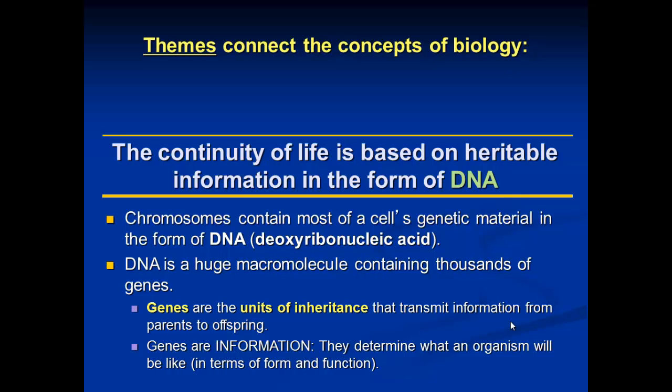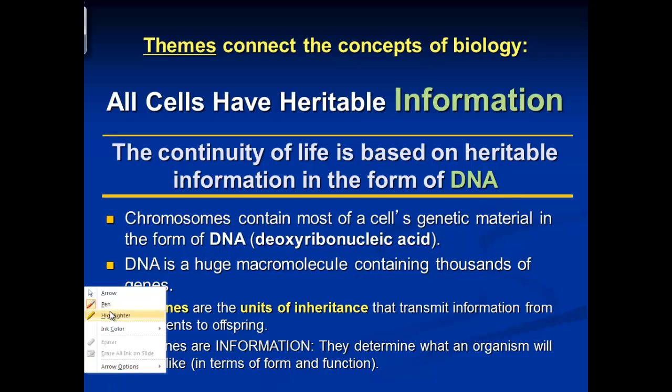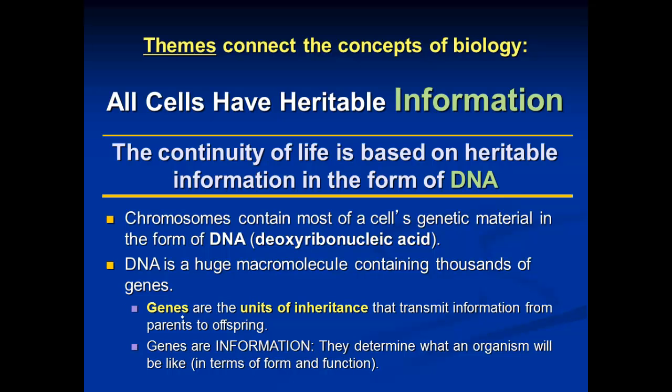Okay, moving on to another theme. We are on theme number 4 now. All cells have heritable information, and that heritable information is DNA, deoxyribonucleic acid, DNA. Please practice writing that term out, those two words out. You should be able to spell them accurately. Deoxyribonucleic is the first word, followed by acid. And we're going to typically abbreviate it DNA to save us time and space.